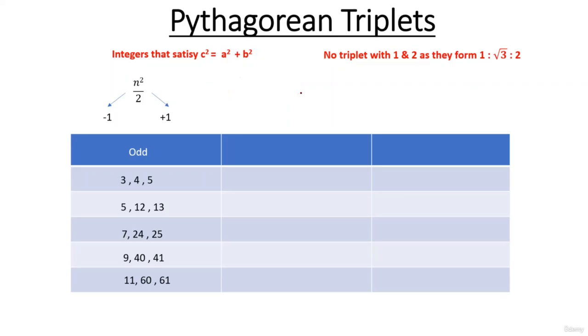Even triplets are slightly similar. The formula is n square by 4, one less and one more. So we start with the first even number, that is 2, but as we saw, 2 will not form a triplet. The next even number is 4. So 4 square by 4. 4 square 16 upon 4 is 4. One less integer is 3 and one more is 5. So 4, 3, 5 is a triplet. That's nothing new. It is as good as the first triplet we saw, 3, 4, 5 only. So ignore that.